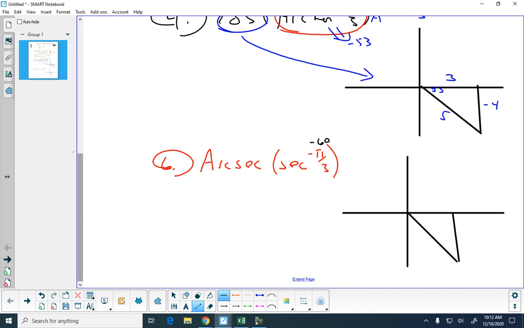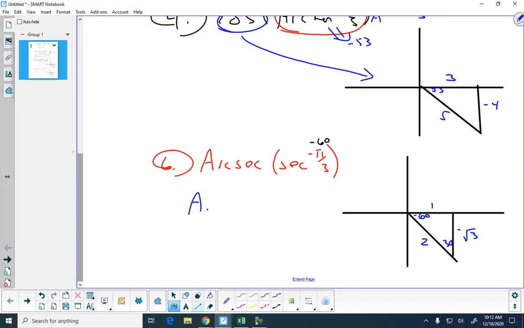So I draw my -60 degree angle in here. In that 60-degree triangle, our values are 1, 2, and square root of 3. 1 across from 30, 2 on the hypotenuse, square root of 3 across from 60. We check for any negative signs. Negative goes with the square root of 3.